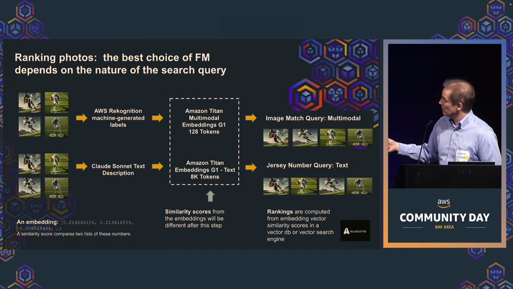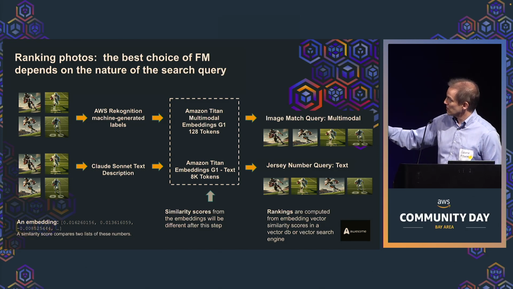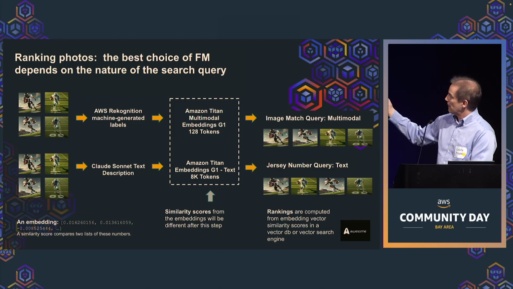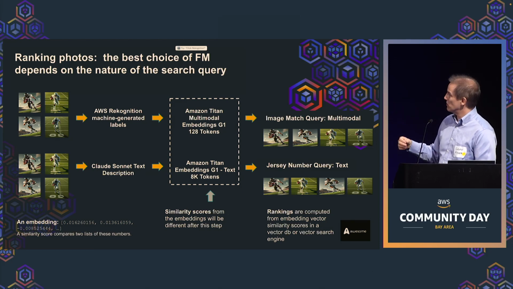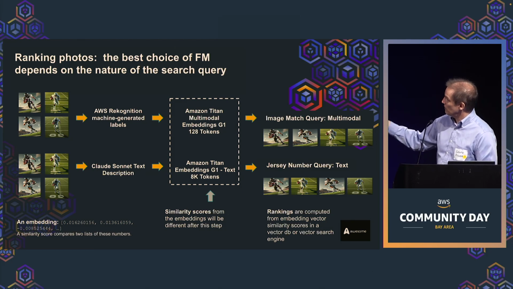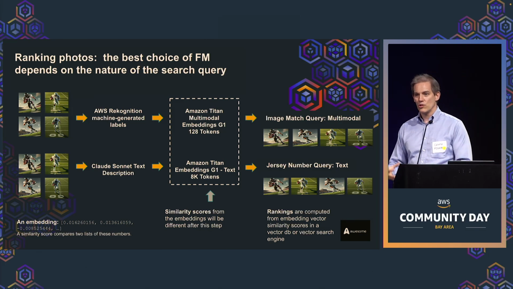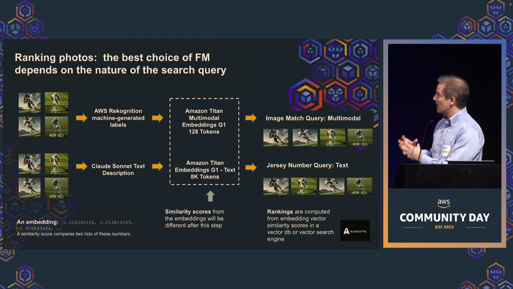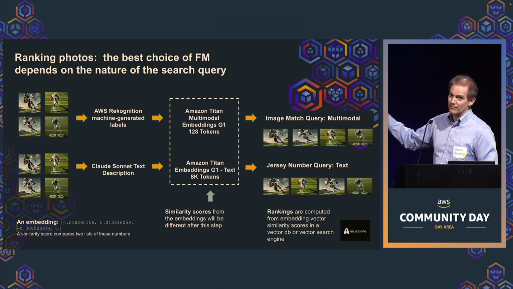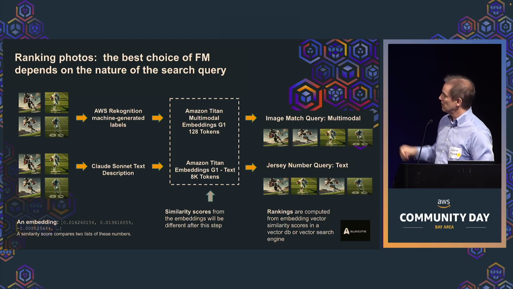So for the top query, you're looking at Rekognition tags, AWS Rekognition. Maybe you'll get 20 labels of what's in the photo, and then we can give it to a multimodal embedding model that also looks at the pixels. So you're looking at some text descriptions and some pixels, and you're getting a great result out. You get the right photos.